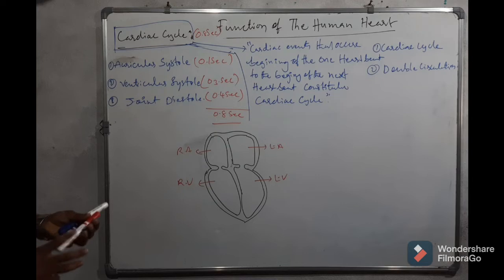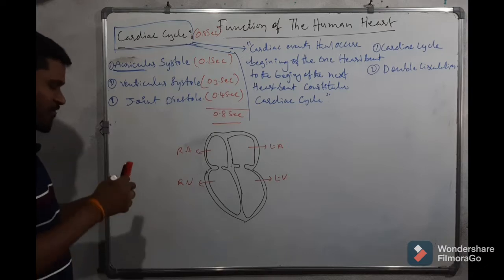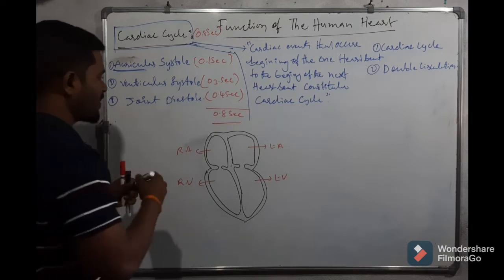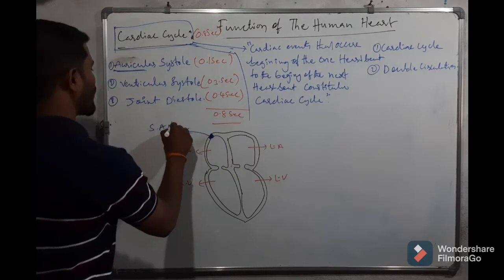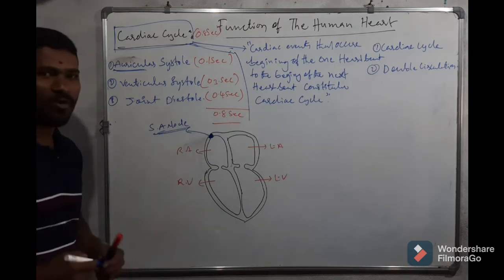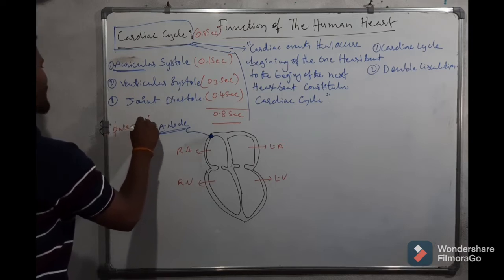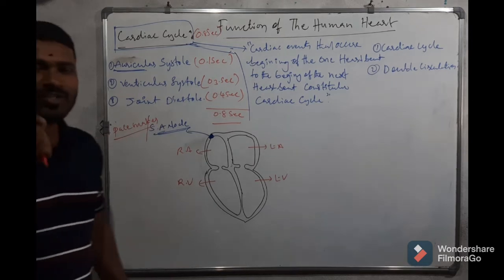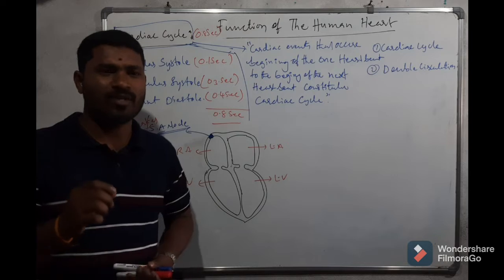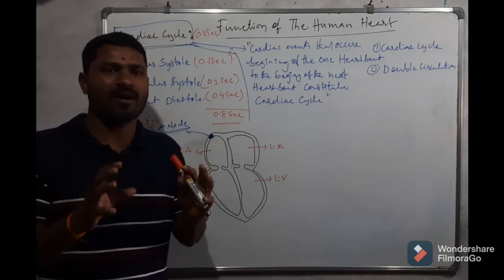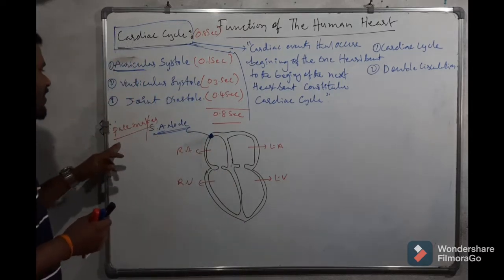The auricular systole starts from the SA node. Here there is a pacemaker, which we already discussed. It is also called the sinoatrial node, or pacemaker. Why do we call it a pacemaker? It can generate action potential, a little bit of electricity. The action potential required for the heartbeat is produced by the SA node, that is why we call it a pacemaker.